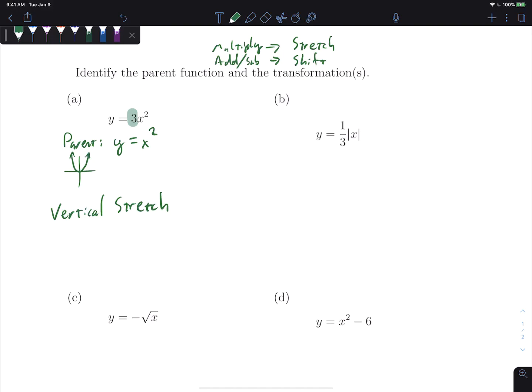Now, it's vertical because it's outside of parentheses. In other words, it's not directly associated with the x. Good deal. It's a vertical stretch by a factor of 3.